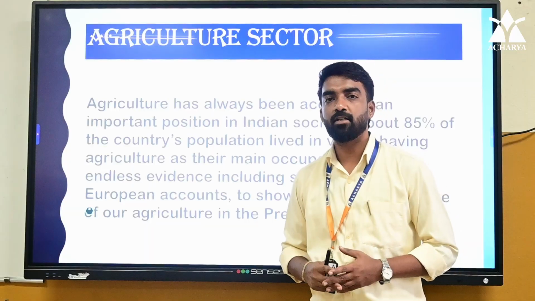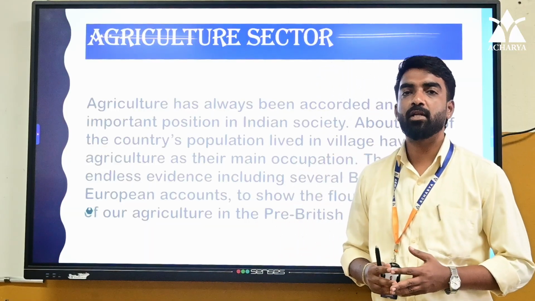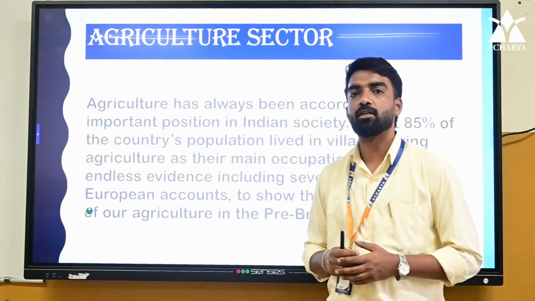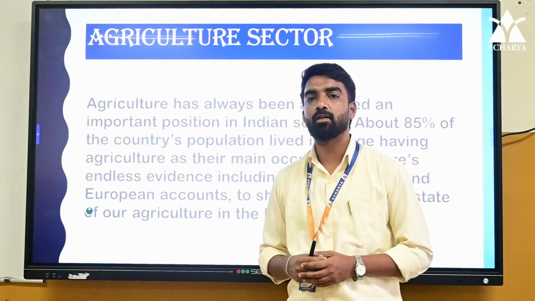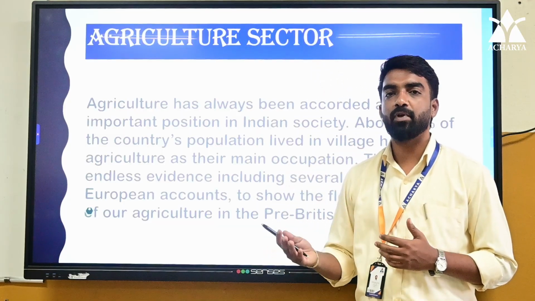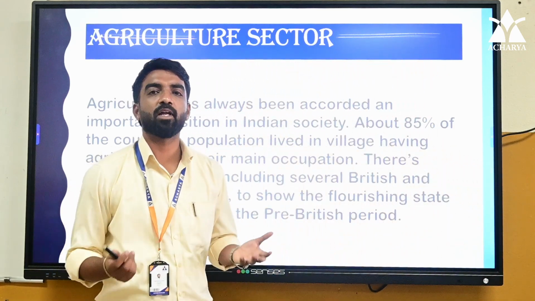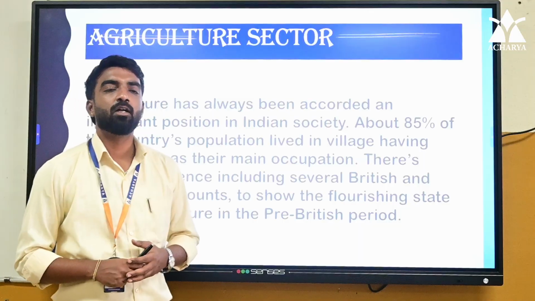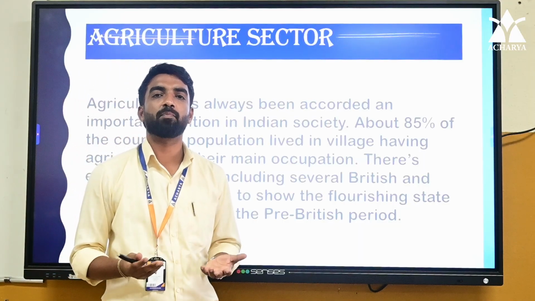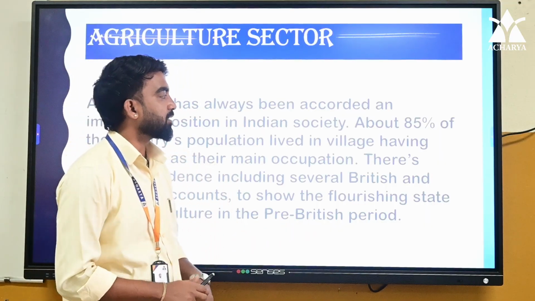There are three sectors in the economy: primary sector, secondary sector and tertiary sector. Primary sector means use and extraction of natural resources, for example agriculture and mining. Secondary sector means conversion of raw materials into finished goods. For example, the manufacturing and industrial sector, garments, clothing, textiles, all come under the secondary sector. Tertiary sector includes all types of services, for example teaching and doctor services.